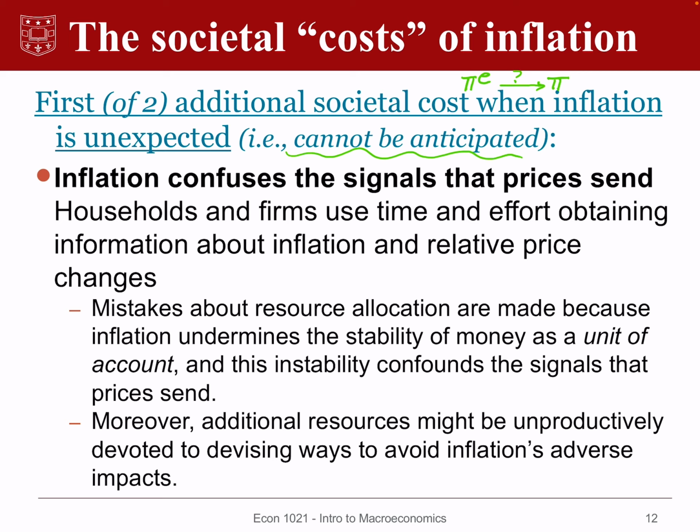So, one of these additional costs is the idea that inflation is going to confuse the signals that prices send. And again, this is very important in that even if you go back to the demand and supply notes, remember that we said if there is a change in demand or supply, prices send signals to producers and consumers about how to allocate their resources. When we have changes in prices and we don't know whether that's something unique to, say, a producer, or it's just overall what's happening in the macroeconomy, it can lead to resource misallocation.